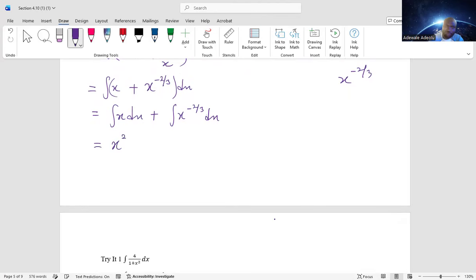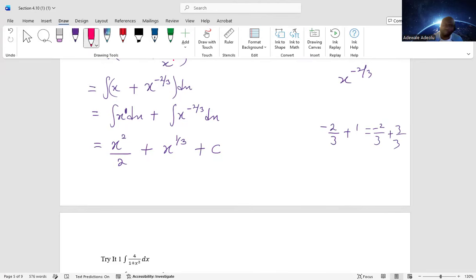That is x raised to power 2. There is 1 here, so if we add 1 to that, we have 2 over 2, plus here as well, x raised to power, if I add 1 to negative 2 over 3, that will be negative 2 over 3 plus 3 over 3. So that is 1 over 3. Now I need to add plus c. You must add plus c. So guys, that is what we have in that case.